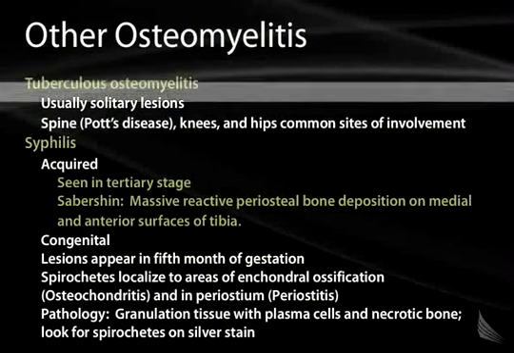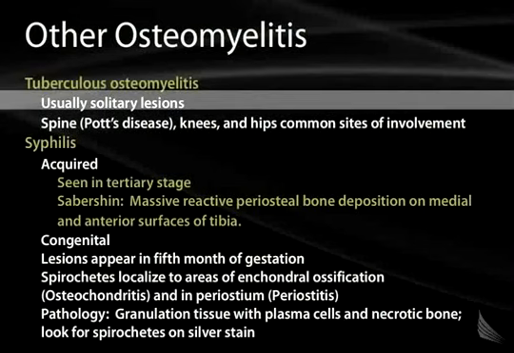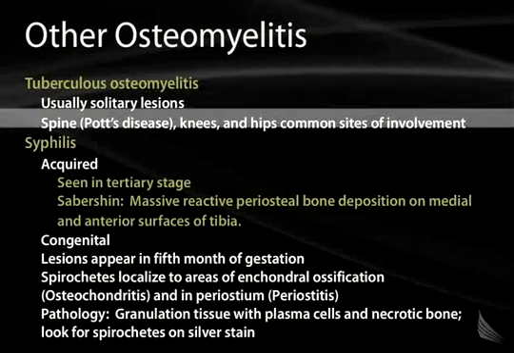Tuberculous osteomyelitis lesions are usually solitary. And there is one special case when tuberculosis involves the spine. This is classically referred to as Pott's disease, the spine, knees, and hips being common sites of involvement by tuberculosis.